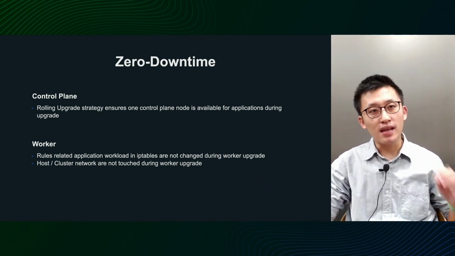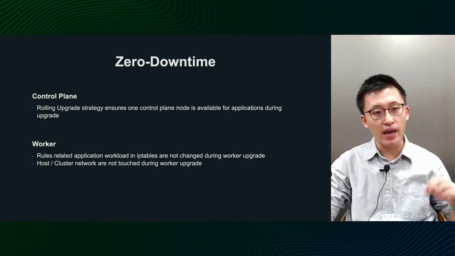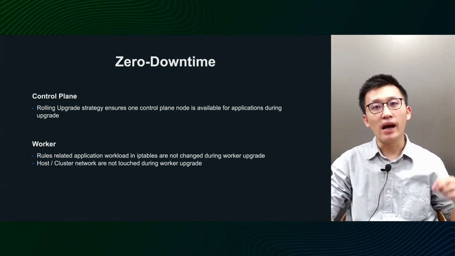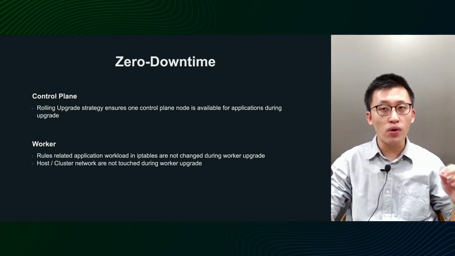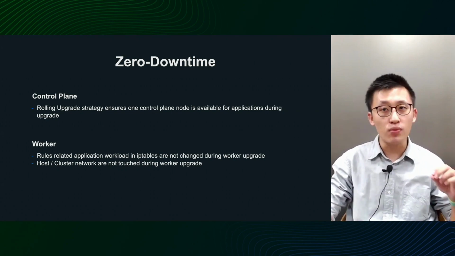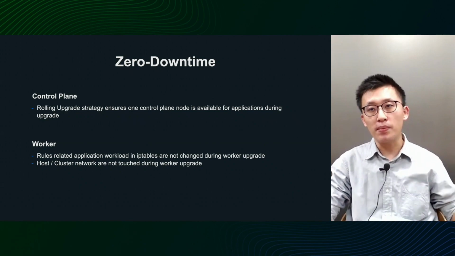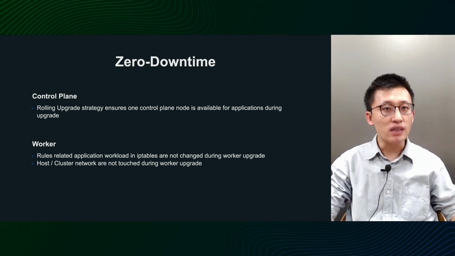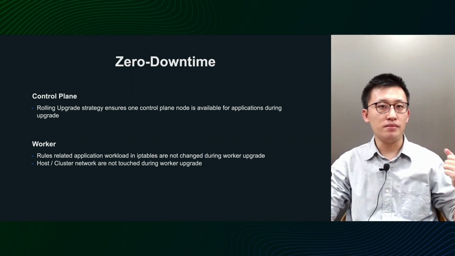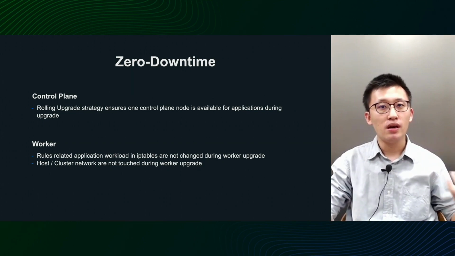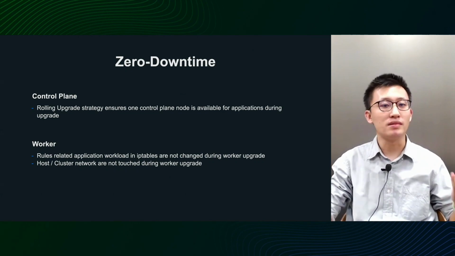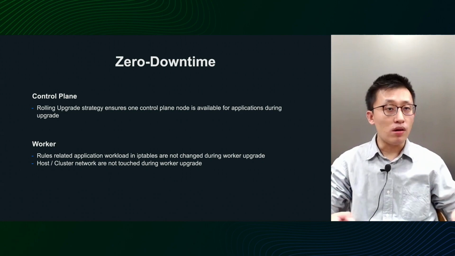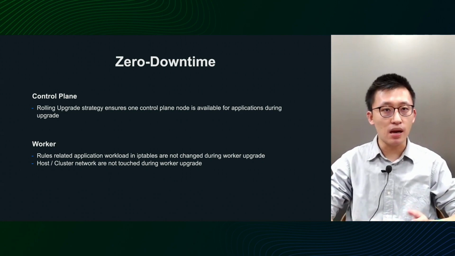And because the network communication of the application relies on the rules of the IP tables and the cluster network stack, the worker upgrade process will not touch them. It means Rancher can completely support zero downtime on the application side. That's all about Rancher on the cluster upgrade topic.